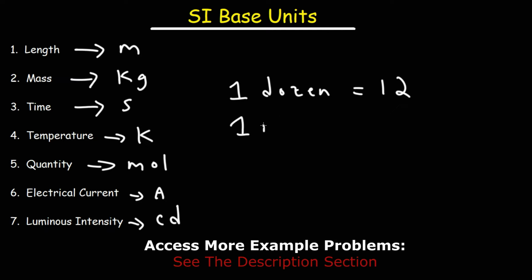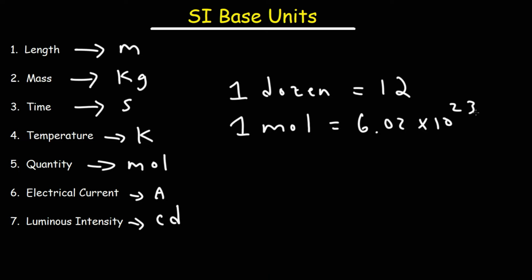A mole also represents a quantity, but it's a large quantity of something, specifically 6.02 times 10 to the 23, which is also known as Avogadro's number. So if you have a mole of books, you have 6 times 10 to the 23 books. If you have a mole of pillows, you have 6 times 10 to the 23 pillows. So a mole is just a very large quantity of something.